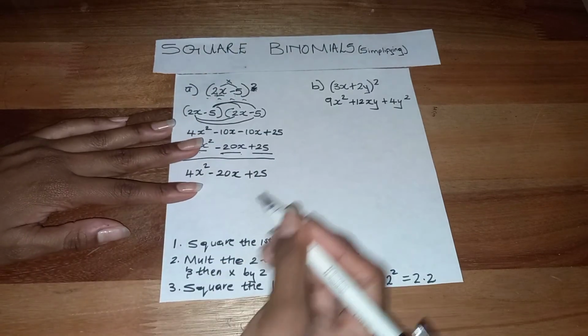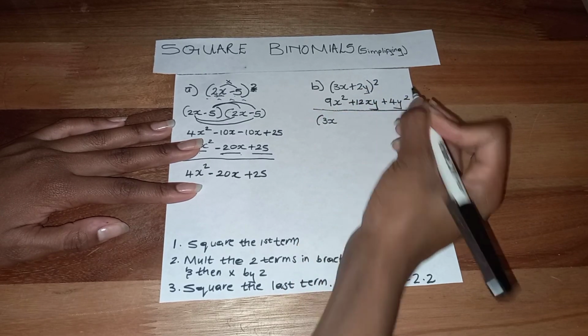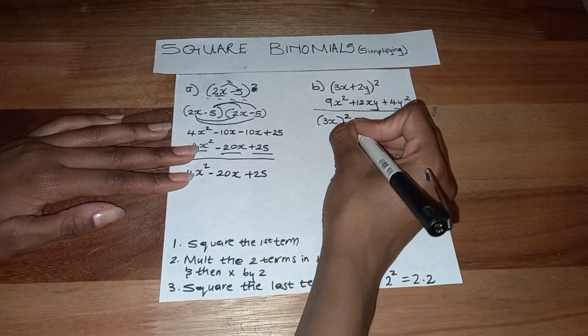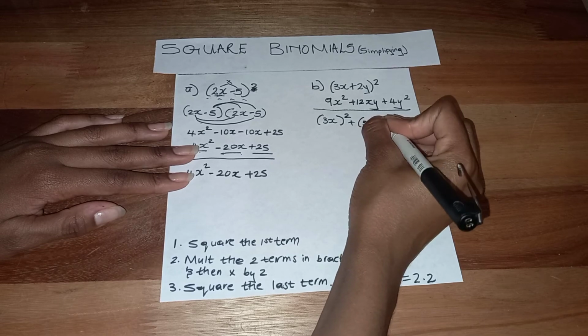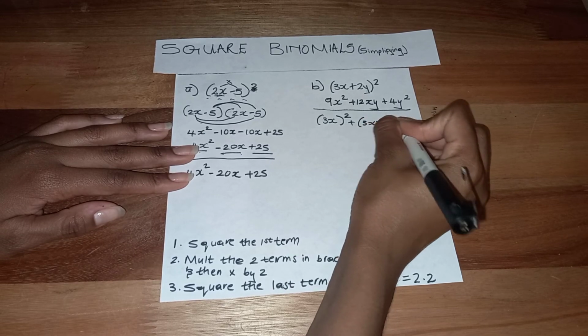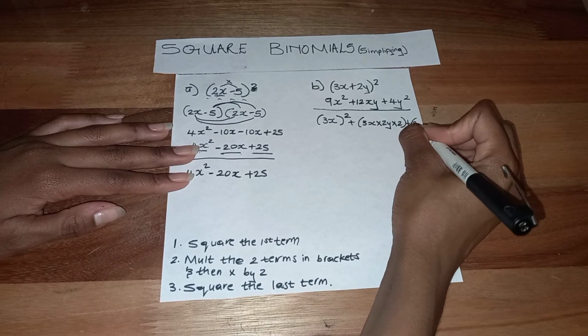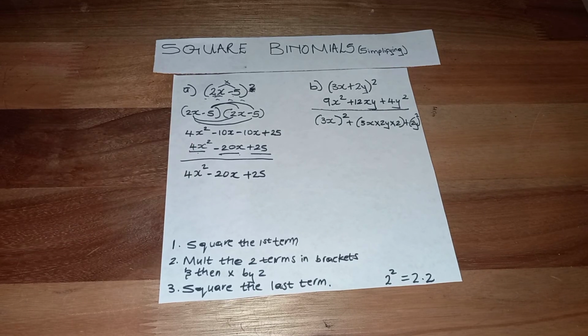To show you what we did, this is your final answer, right? I'm just showing you the steps. You squared the first term, and then you multiplied the terms inside, and then you multiplied by 2, and then you squared the last term. So that is basically it for this short method of simplifying squared binomials.